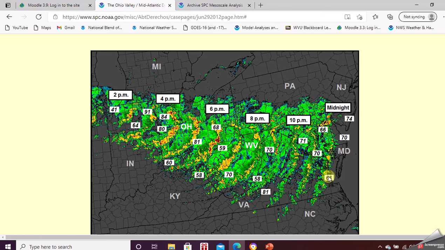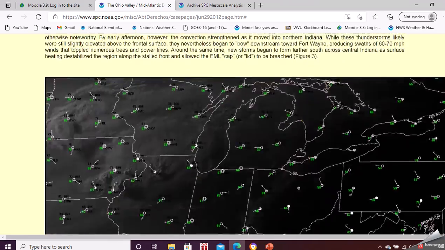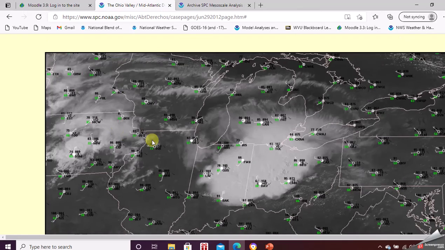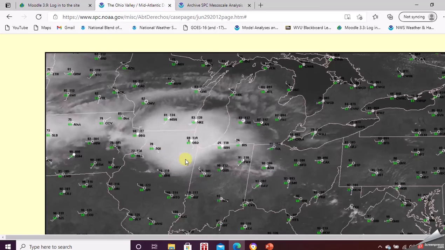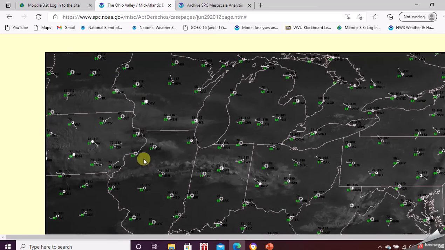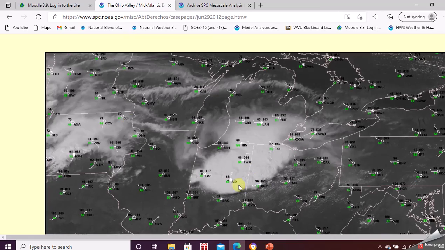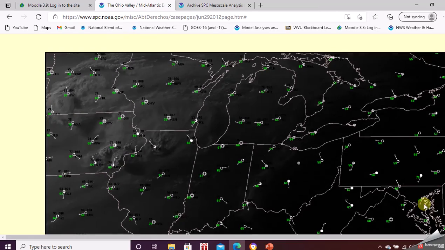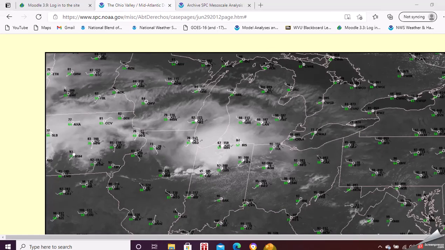So this one, derechos go over a lot of distance with straight-line wind. And you can actually see here the clouds. They'll move out here in a second. But it shows you them coming eastward, growing, forming, continuous, moving right on down through. So it's an amazing event, a derecho.